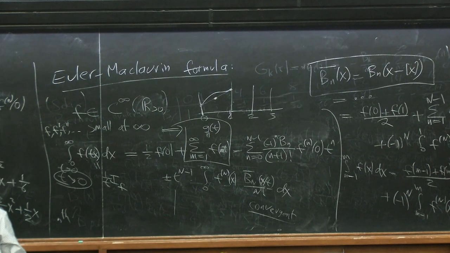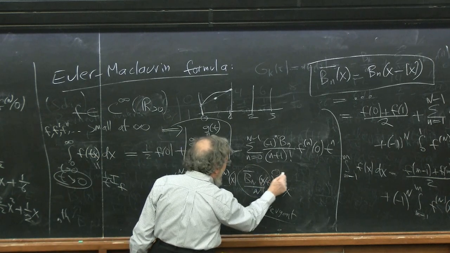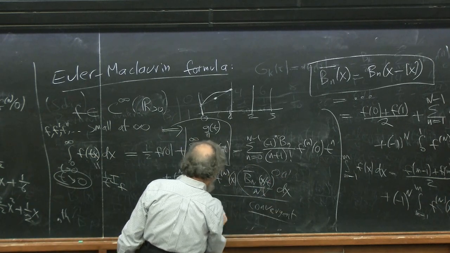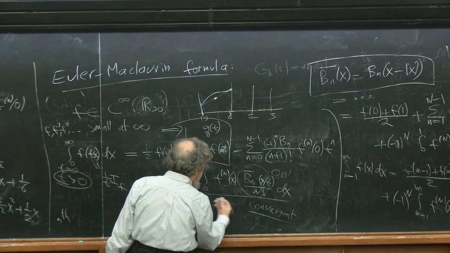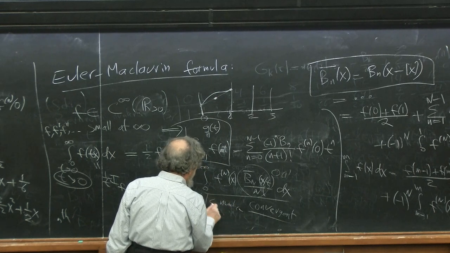But who cares? n is fixed, and b_n is bounded. So whatever this is, it's O(1). And this whole integral is just a constant. So it's O(1). I mean, it's fixed. It's a number. It's bounded by a number, so it's O(1).